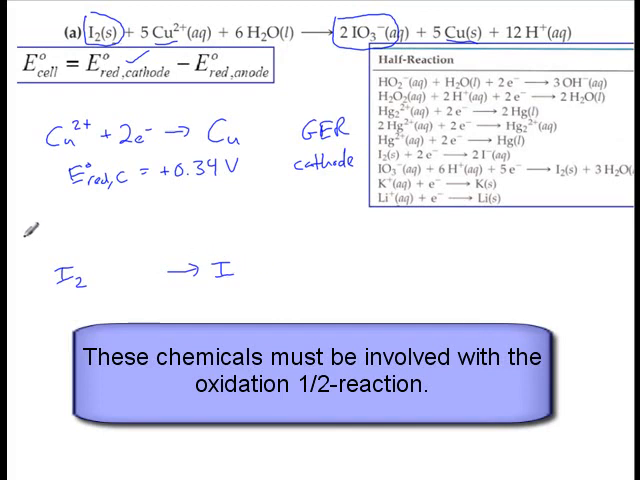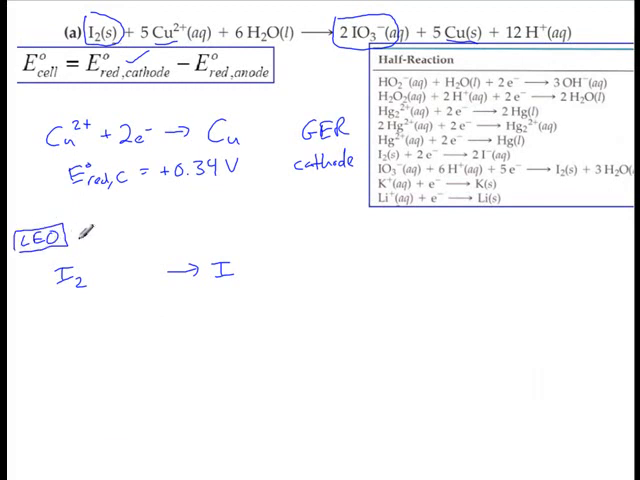Now actually, I know this one has to be the LEO. This is the oxidation reaction, so the electrons are going to be on the product side when we sketch this out. And I'm actually going to use the standard reduction potential chart to help me out in terms of what this half reaction looks like.